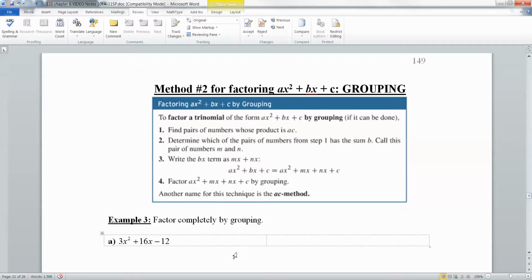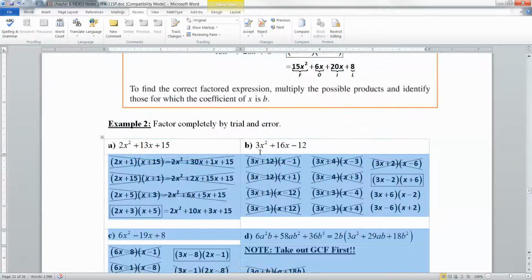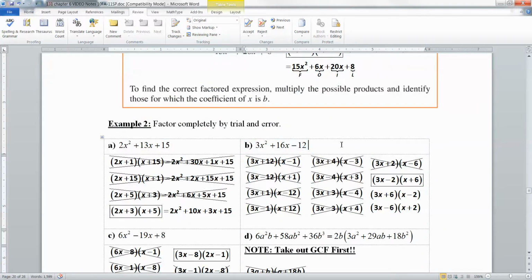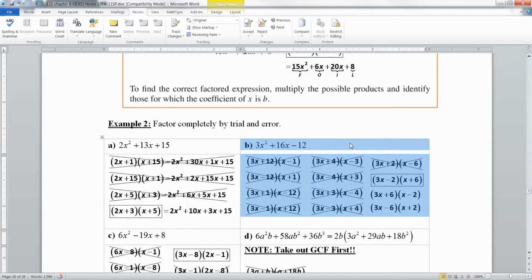So hopefully you're thinking to yourself, geez, Lana, I would really like a different way to do factoring, but that wasn't quite so drawn out as that trial and error method. And I'm here to help. So remember this one, this 3x squared plus 16x minus 12. That was the longest one because it had all these different combinations.